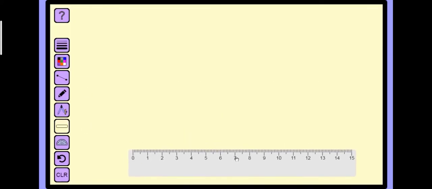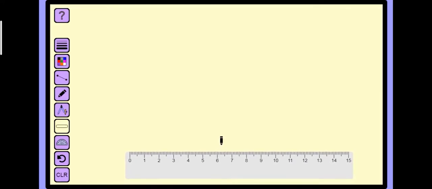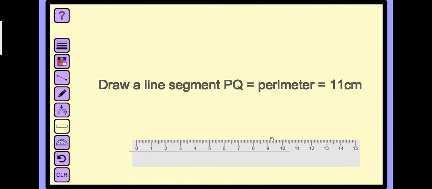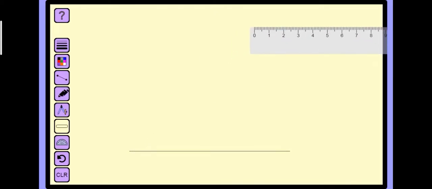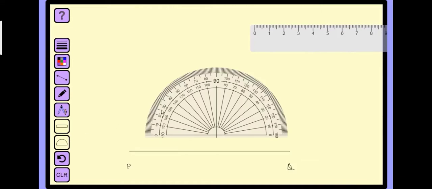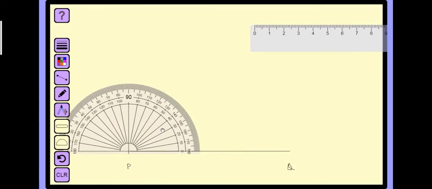Now by using the scale, firstly draw the segment of 11 centimeters. Whatever the perimeter of the triangle is, this much segment you have to construct, and you have to give the names P and Q to that segment. We have to construct the triangle ABC with a perimeter of 11 centimeters, and that's why we constructed the PQ segment, which is 11 centimeters.